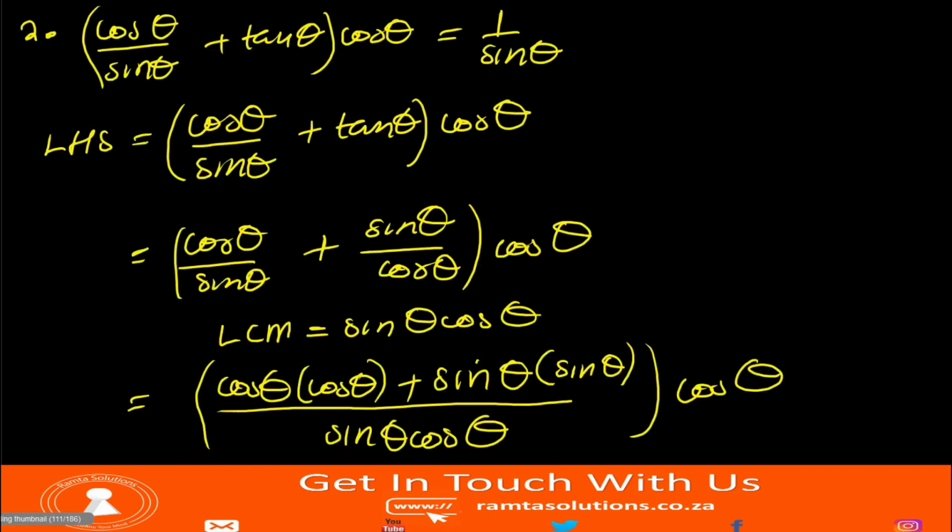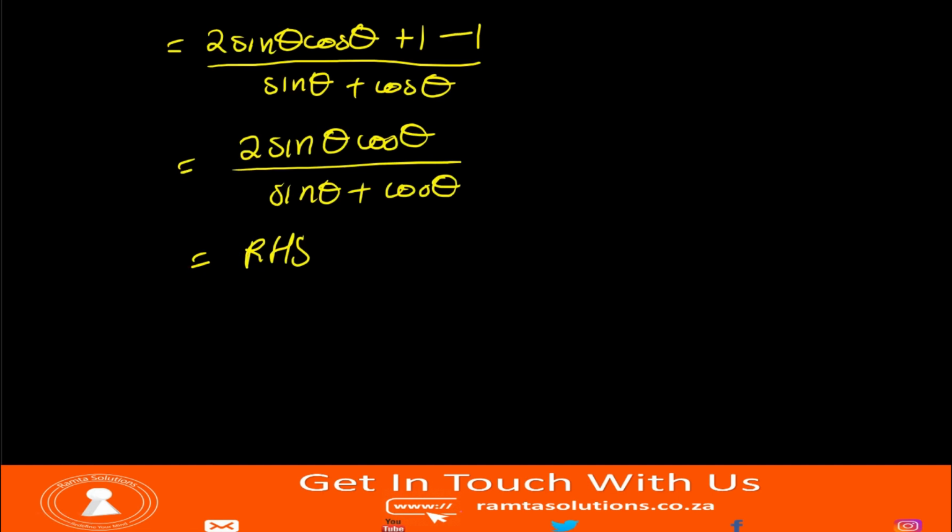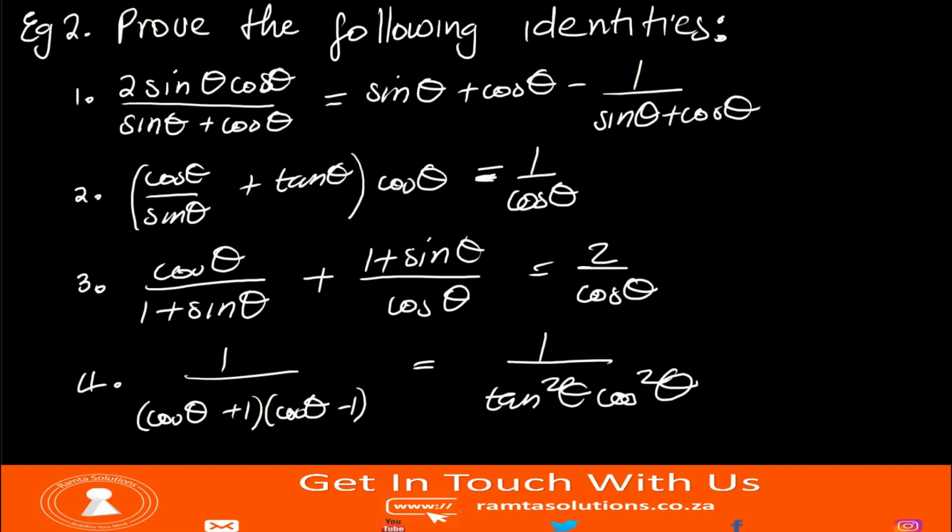Let's check number 4. Oh, number 4. For me, it's intimidating. I won't lie to you. Number 4 is intimidating for me. I don't even know where to start. But it's okay. All right, number 4.